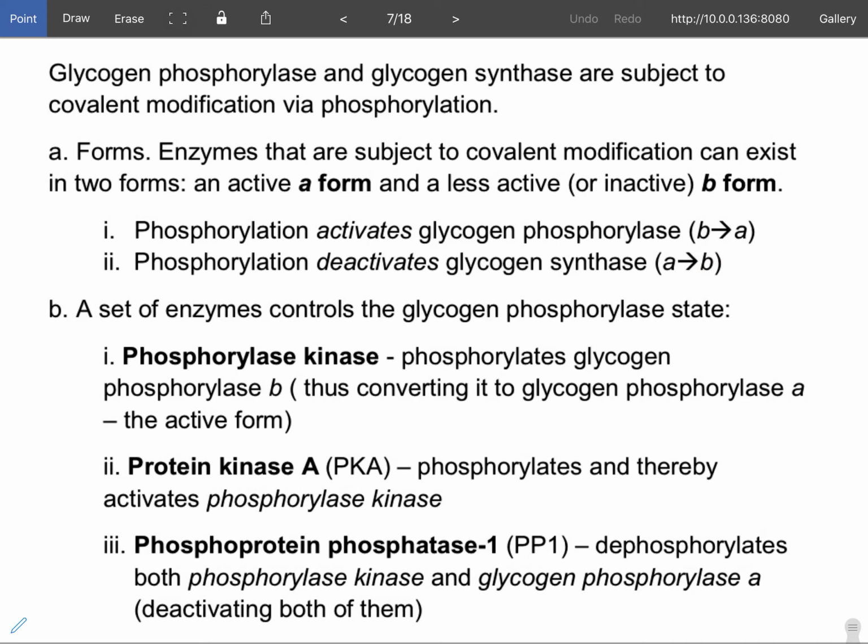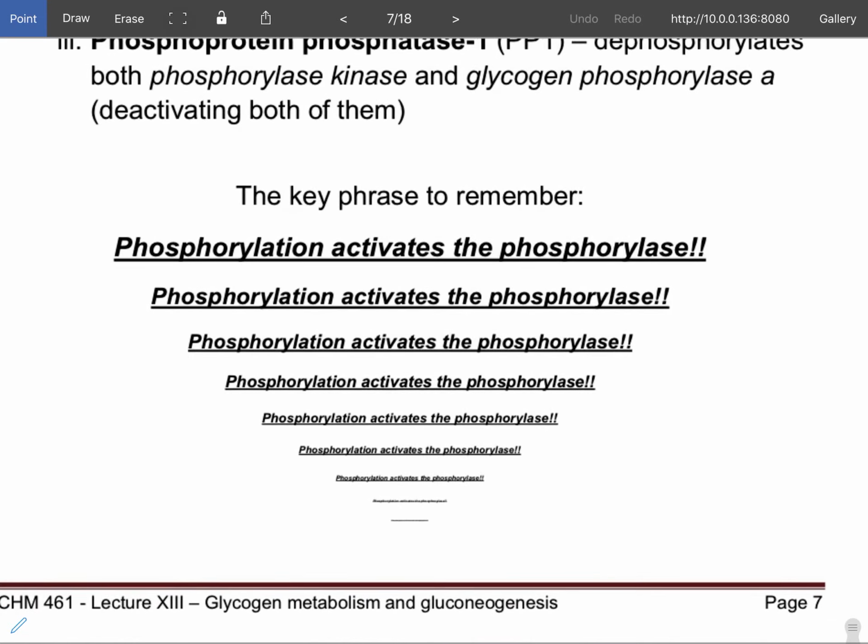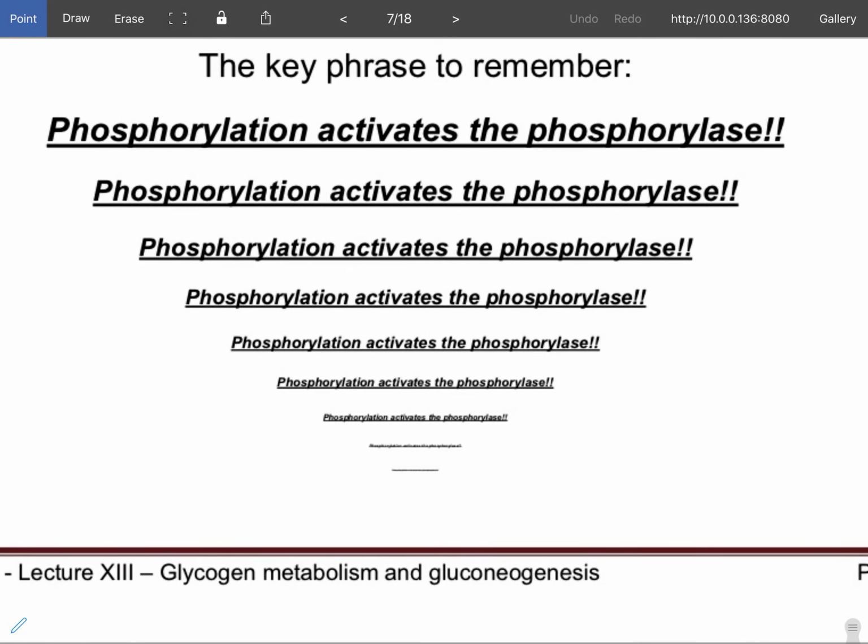And so there are several enzymes involved here, and I'm not going to talk about these on this slide. On the next slide we're going to get into how the whole system works in a little more detail. But there's a key phrase that I want you to remember, and that is that phosphorylation activates the phosphorylase. If we remember this, then a lot of the way glycogen metabolism operates is going to fall out of that key phrase.